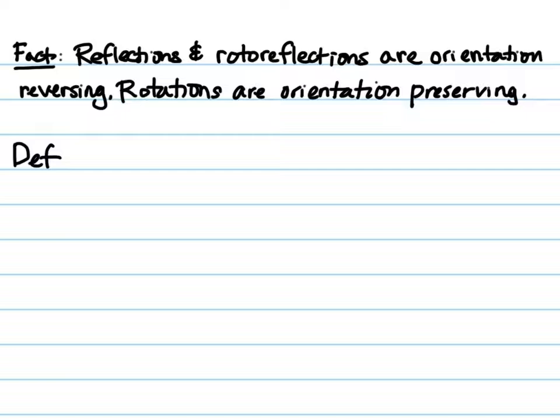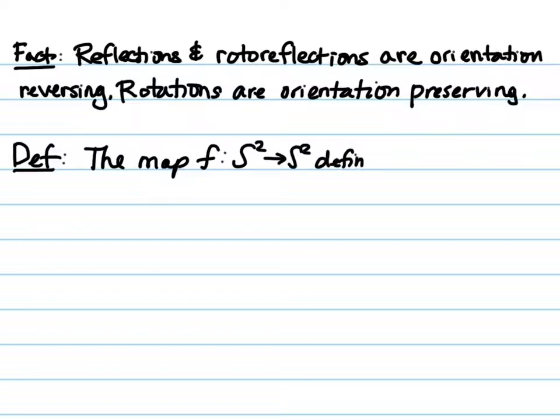Couple more details, and then we're going to do a comparison chart. I wanted to have this printed out for you, but I didn't have time to get that to happen, so we're going to write it out together. A couple definitions first. The map F from the sphere to itself, defined by F of P equals negative P, is called the antipodal map.